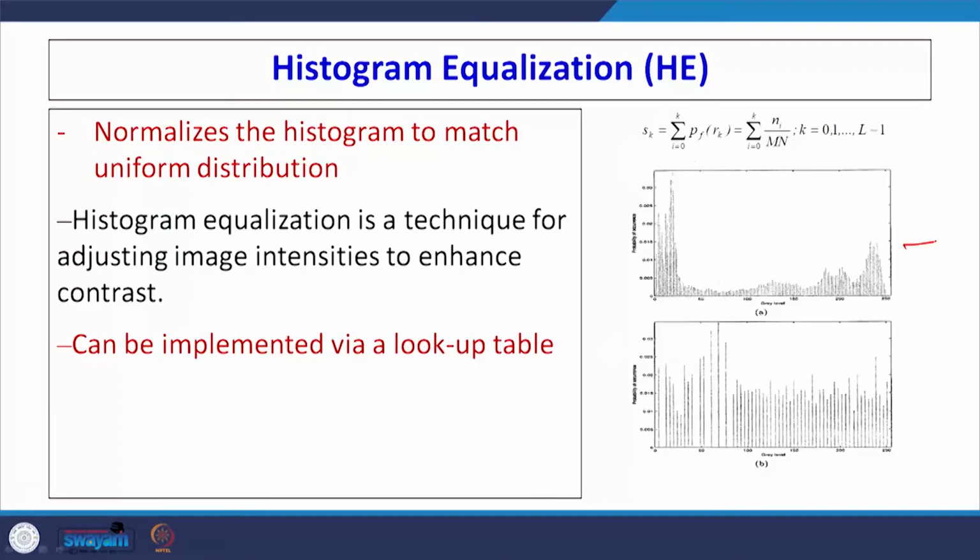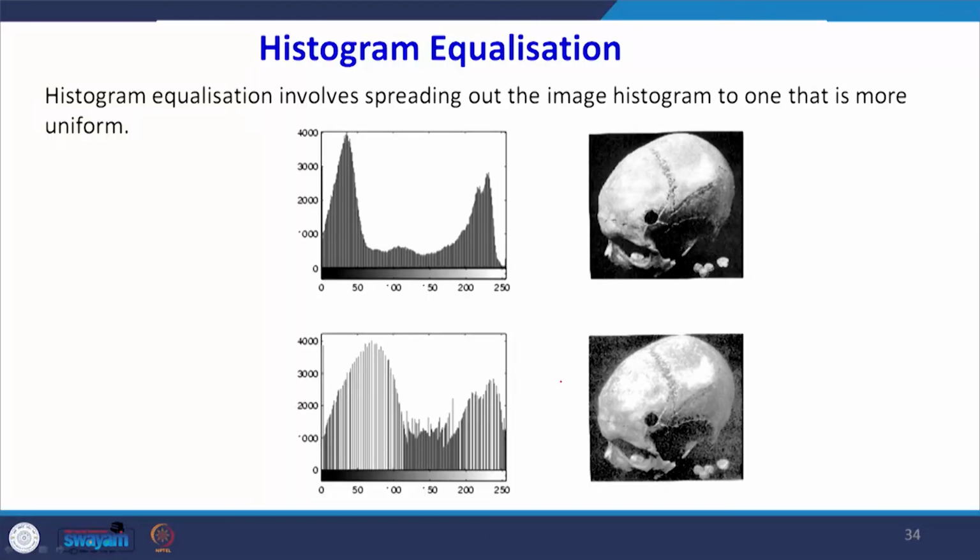As you can see from the original histogram, there were some lower values which were giving higher frequency, and there were higher values which were giving slightly higher frequency, and in between the frequency was not that high. Now after histogram equalization, the frequency becomes almost equal, and this kind of redistribution enhances the features very well. As you can see in this diagram also, this is the image of a skull.